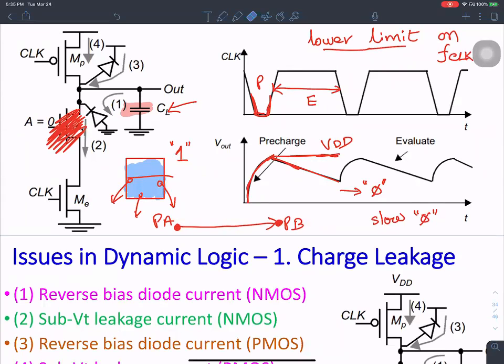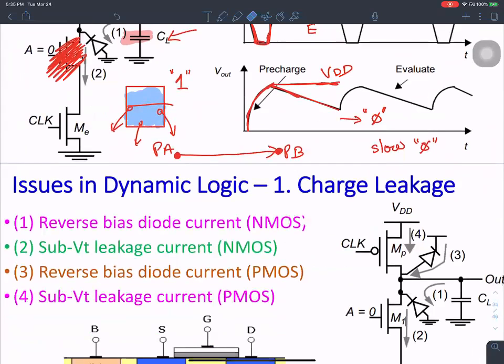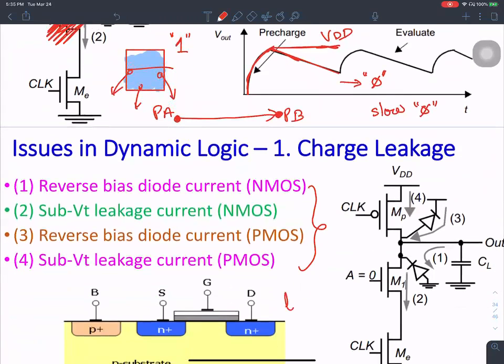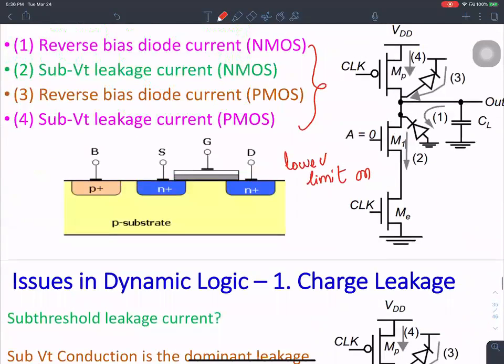So for charge leakage, there are four sources of charge leakage. Charge leakage imposes a lower limit on the frequency of operation.